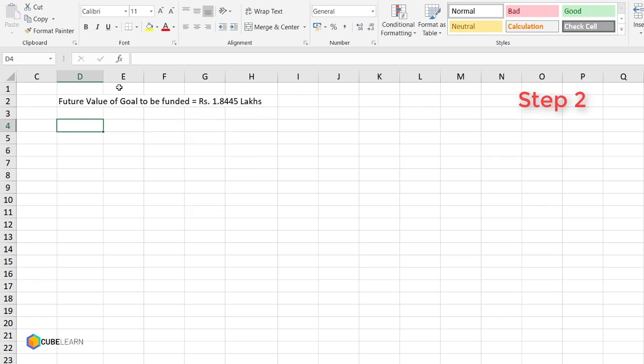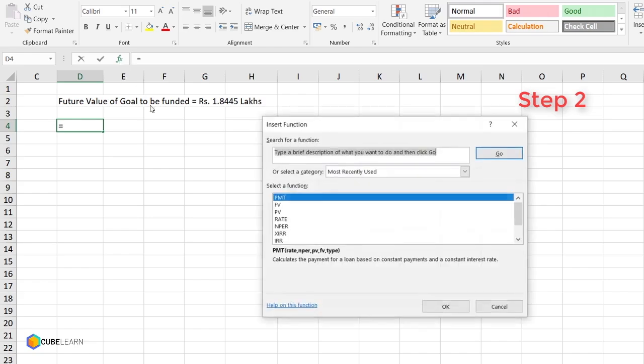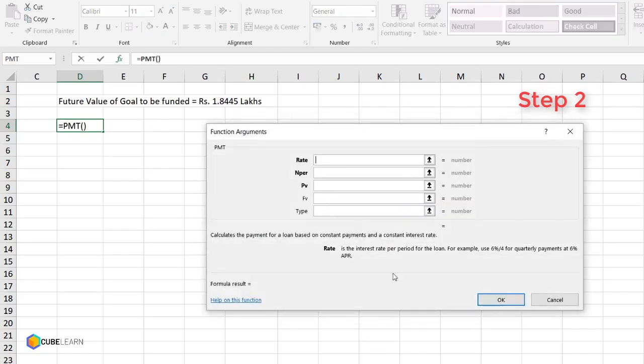Picking up from step 1, the future value of goal to be funded from monthly savings is rupees 1.8445 lakhs. The function to be used is PMT. I would recommend that you should also have your Excel open so that you can practice this function as shown in the exercise. Let me take you through the PMT function. Different variables that we would require: rate, the expected rate of return, NPER for period for which the savings will be invested, present value, future value, which is future value of the goal.